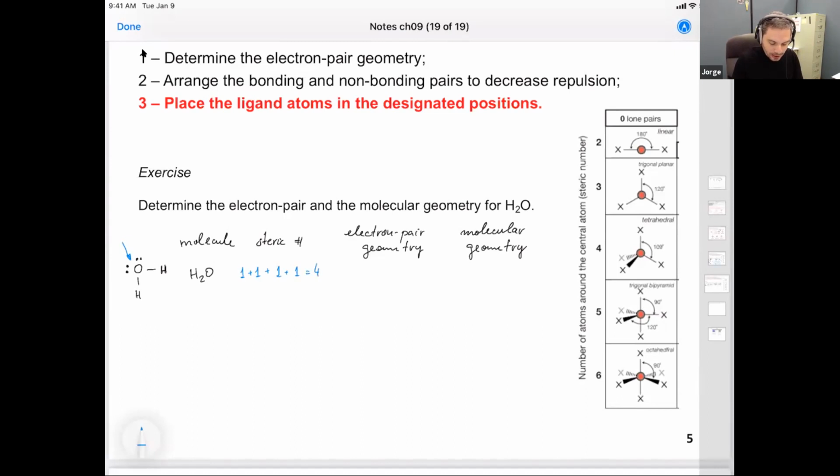Go back to the table. Let's look for steric number equals to 4, which is the best way to organize these 4 groups in the space. According to the table, tetrahedral way is the best one. Therefore, the electron pair geometry is going to be tetrahedral. Okay, so oxygen in the center, we have one group up and then 3 groups down. So that's how the groups are going to be arranged around the oxygen. Okay, so tetrahedral, something like that.